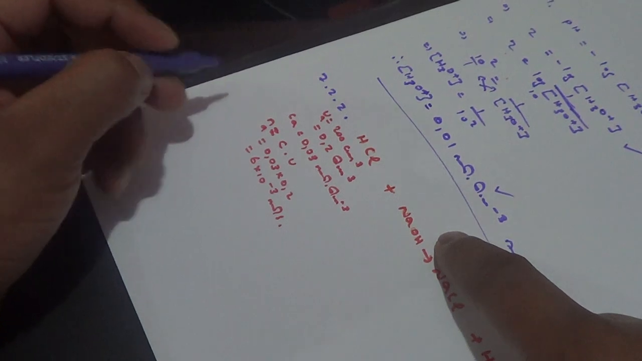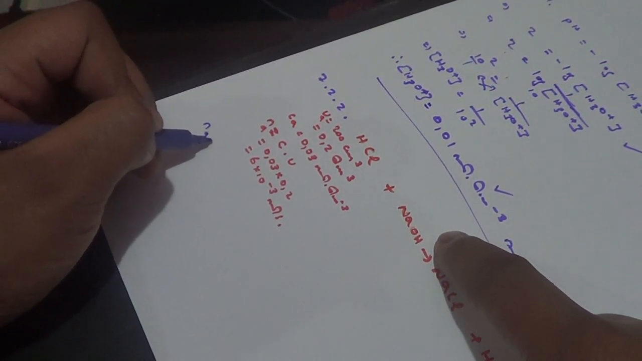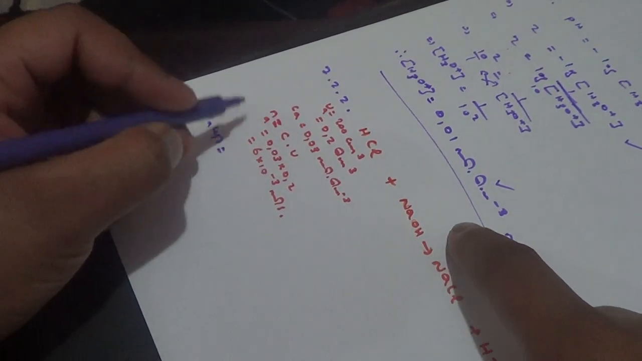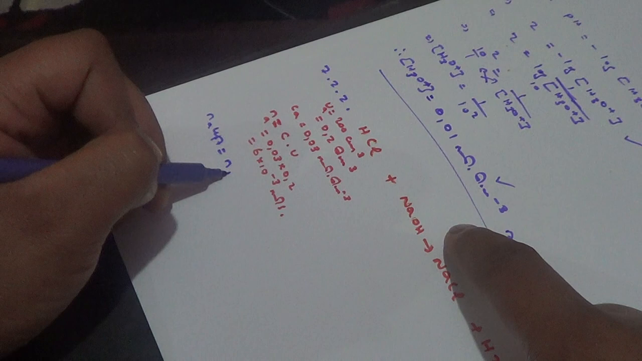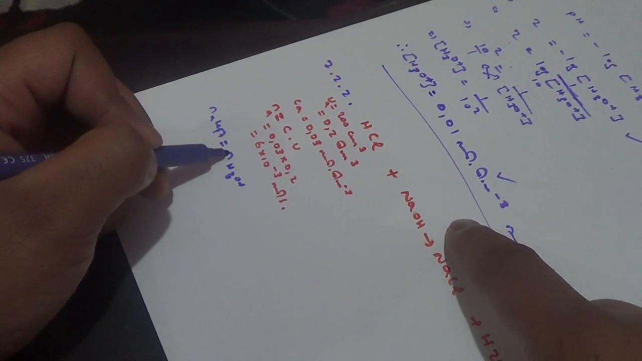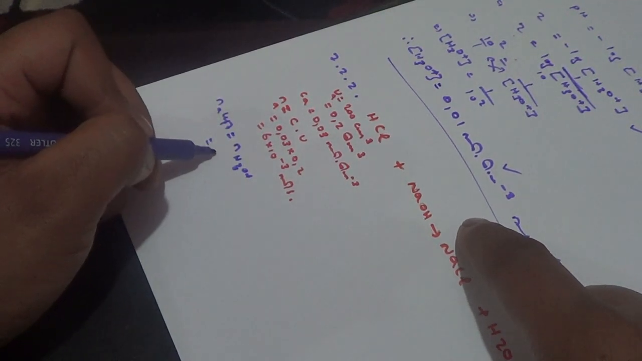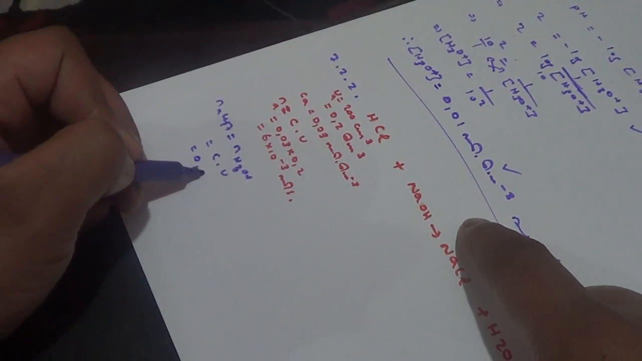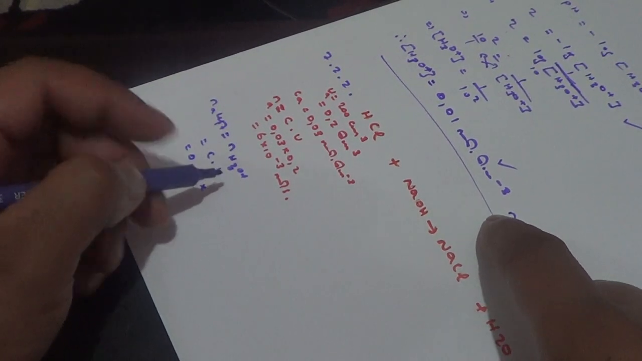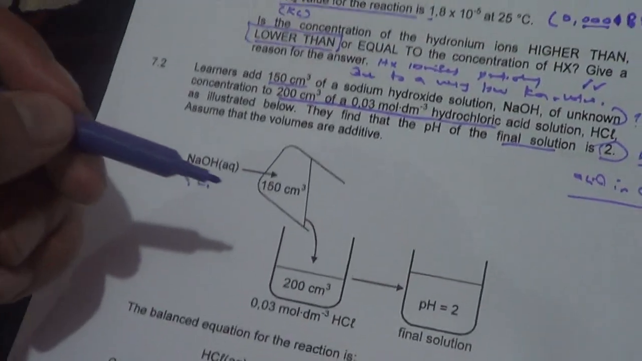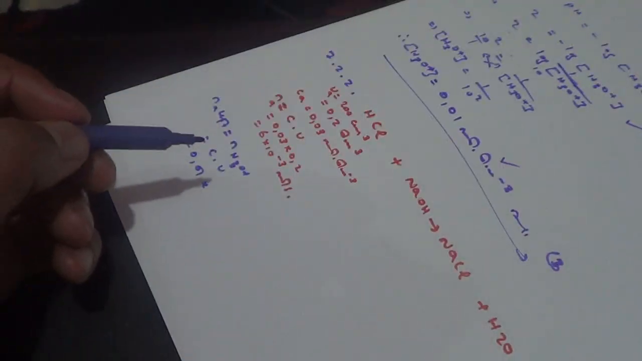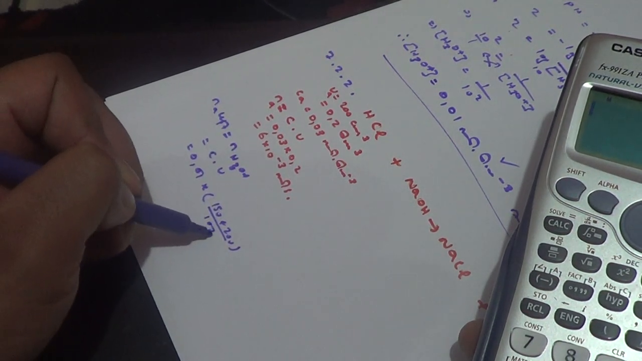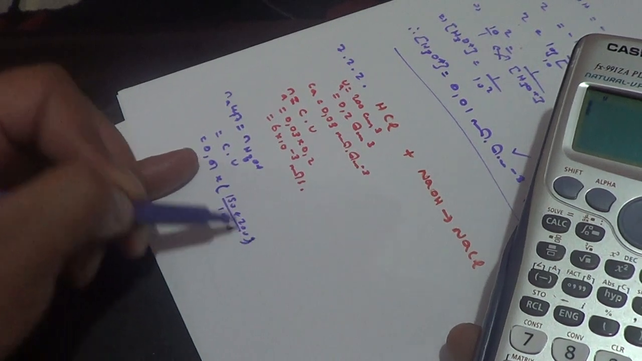Now the number of moles of acid that remained, I'll say left, is equal to the number of moles of the oxonium ions in the solution, which is going to be the concentration multiplied by volume, which is 0.01 multiplied by... Now remember, the volume here is the total of that 150 plus the 200 centimeter cubed. So here we're going to essentially have 150 plus 200. I'm just showing you, divide by 1000, so that you can understand what is happening here.